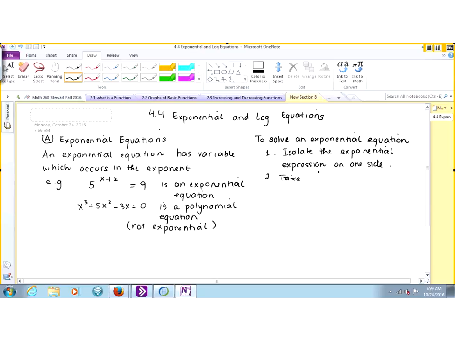So we have to bring the exponents down. How? By applying logs to both sides. So the goal is to bring down the exponent, because that's what you want to solve. All right, and then we solve.